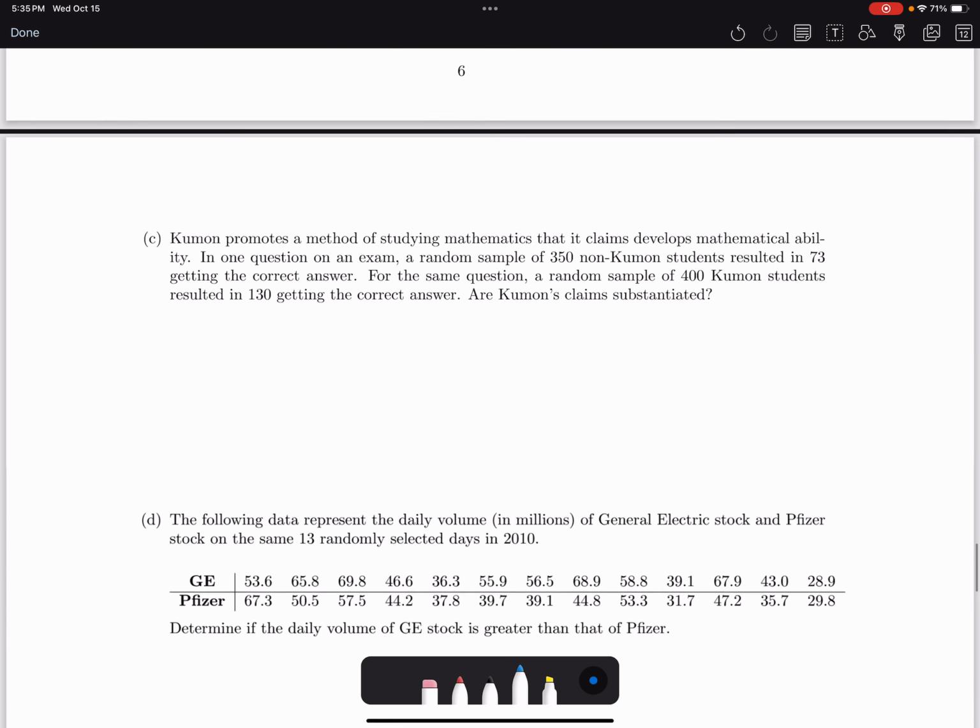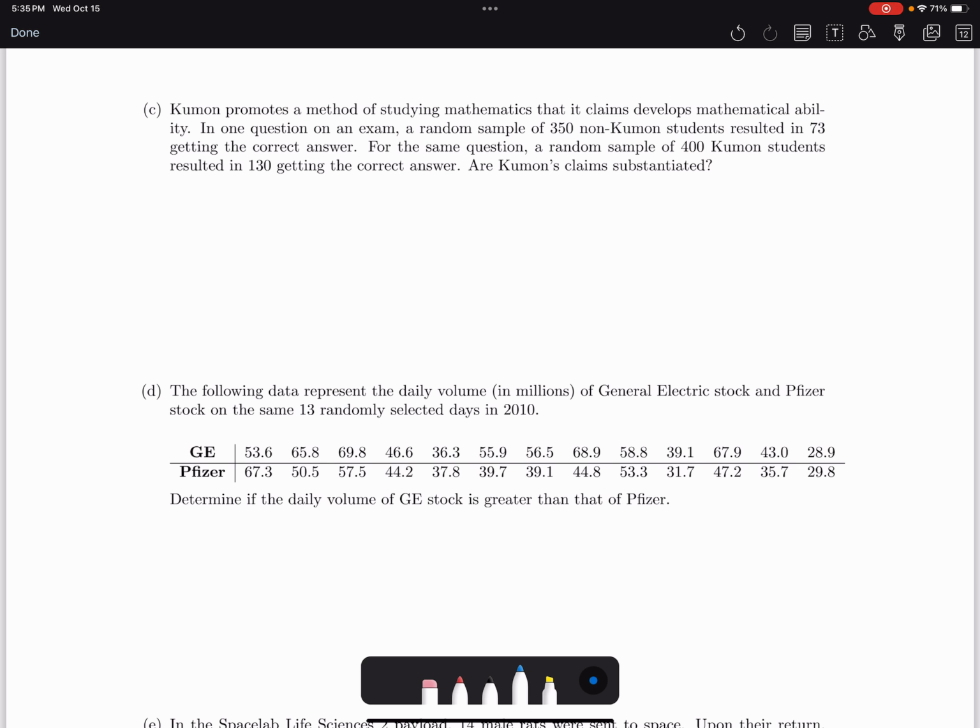Okay, part C. Kumon promotes a method of studying mathematics that it claims develops mathematical ability. In one question on an exam, a random sample of 350 non-Kumon students resulted in 73 getting the correct answer. For the same question, a random sample of 400 Kumon students resulted in 130 getting the correct answer. Are Kumon's claims substantiated? Give the video a pause and write down what hypothesis test you would use here and what app you would use to get the p-value.